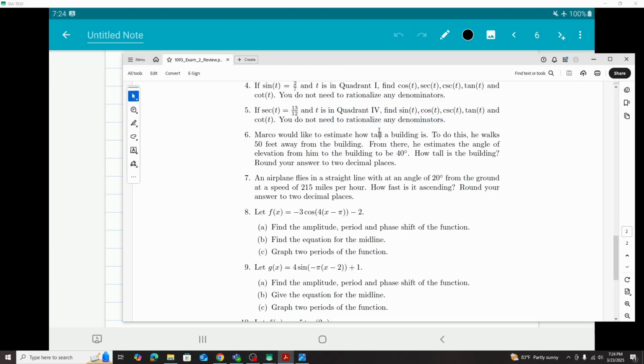New problem. Marco would like to estimate how tall a building is. The way he's going to do this is he's going to walk 50 feet away, and then he's going to estimate the angle of elevation from him to the building. When he does that, he gets roughly 40 degrees as his estimate. Now we want to see how tall the building is. Here it's asking us to round to 2 decimal places.